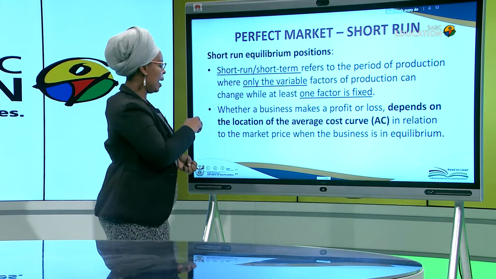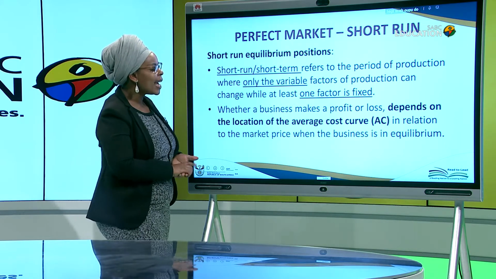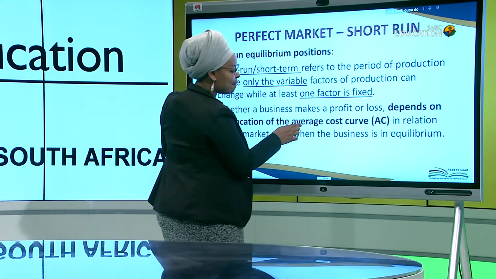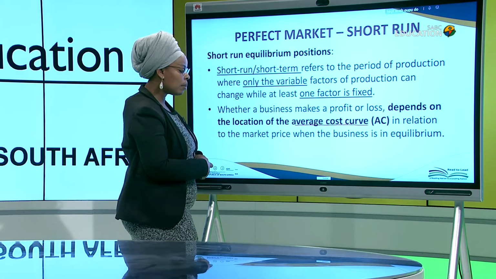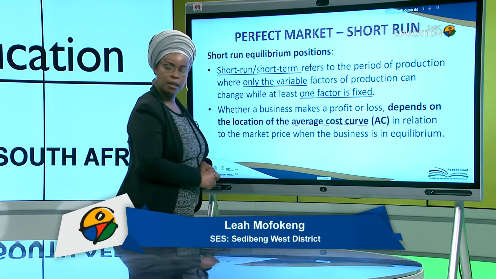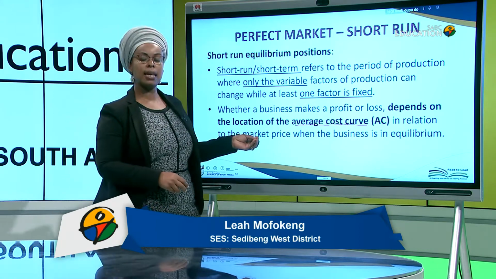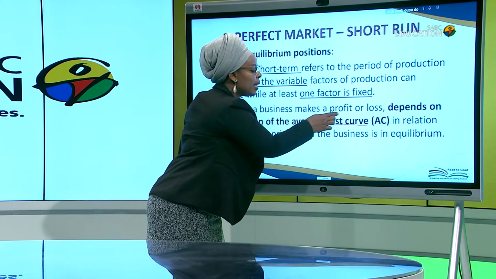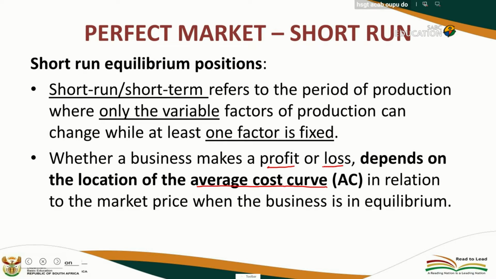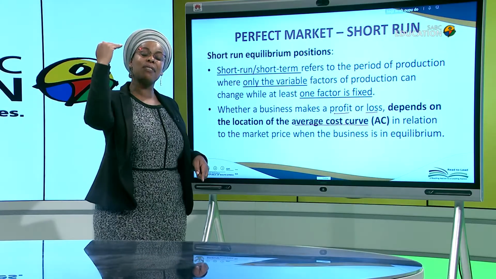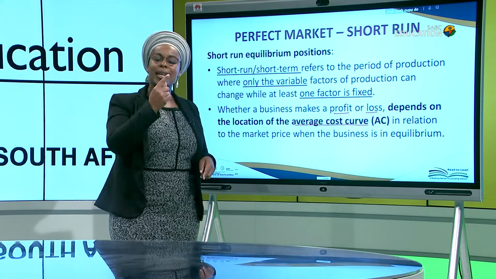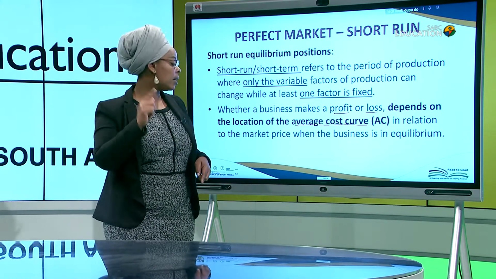I want you to look at bullet number 2. It says whether a business makes a profit or loss, it will depend on the location of the average cost curve in relation to the market price when the business is in equilibrium. So I will take you through these steps when we draw the graphs, which will be showing whether the business is making a profit or a loss. What is important is the position of the AC curve. Where the AC curve lies, it will indicate to you whether the business is making a profit and what type of a profit, or whether the business is making a loss.